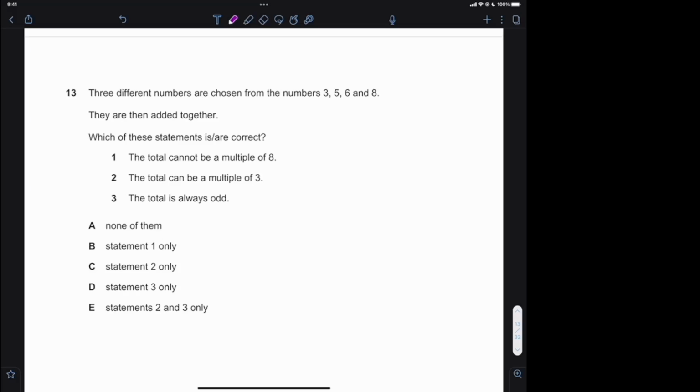So we could have 3 plus 5 plus 6. We could have 3 plus 6 plus 8. We could have 3 plus 5 plus 8. And we can have 5 plus 6 plus 8. Those are the only 4 combinations. I think the best way is to just look at these totals, right? And then see which of the rules is satisfied, which is not. So 3 plus 5 plus 6 gives us 14. 3 plus 6 plus 8, 17. 3 plus 5 plus 8, 16. And 5 plus 6 plus 8 gives us 19.